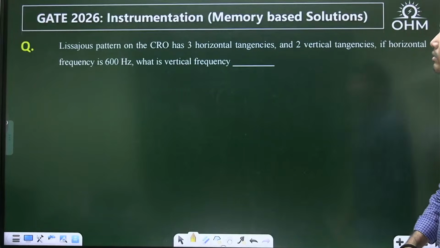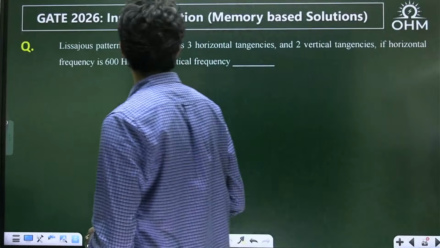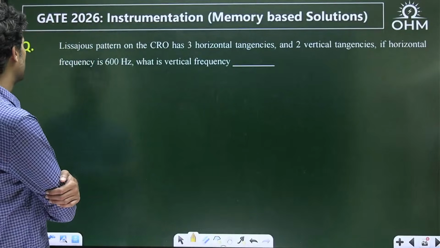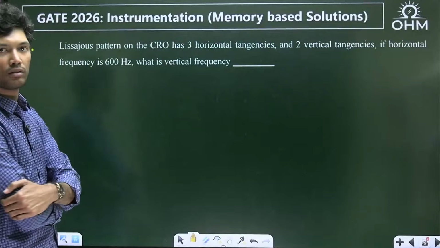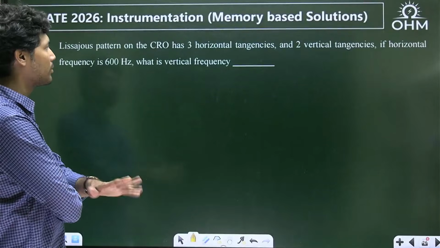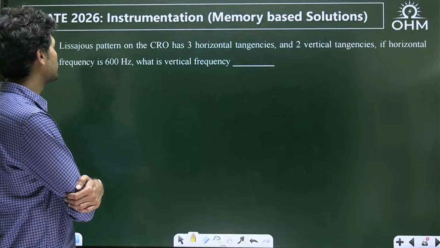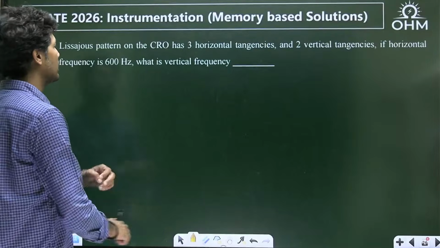Okay, so a Lissajous pattern on a CRO has 3 horizontal tangencies and 2 vertical tangencies. And we are assuming that they are full tangencies, none of them are half tangencies. If the horizontal frequency is given as 600, then what is the vertical frequency?